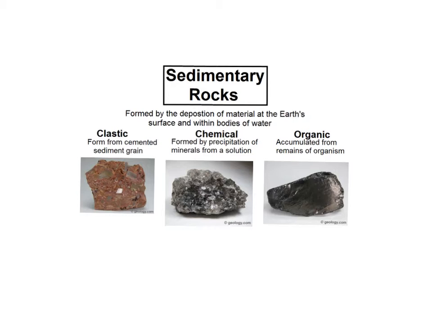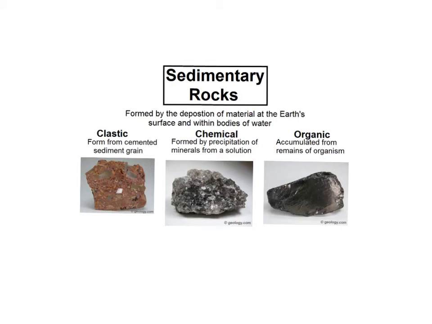Clastic, which is the most common, is formed from cement and sediment grain from pre-existing rocks. In this photo here, we have a breccia. Next, we have chemical, which is formed by the precipitation of minerals from a solution. With that, you get a more crystalline texture compared to the other two. In this photo, I have rock salt, formerly known as halite. This is formed from the evaporation of the ocean or saline lake waters.